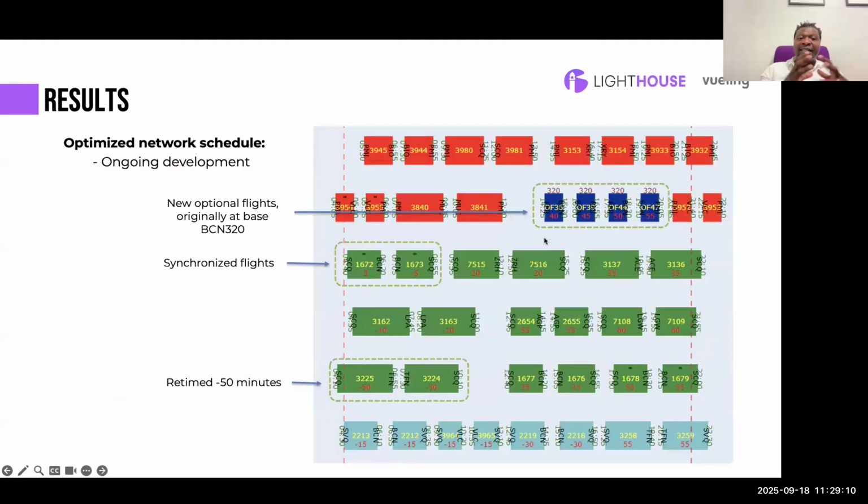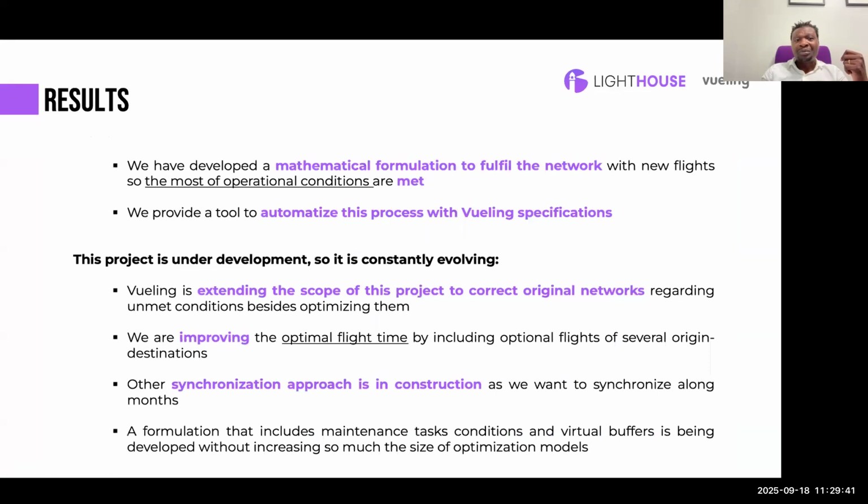And the optimized network schedule could look like this, where this part is the new optimal flights that we are generating and proposing to the planification team. We can also see the synchronized flights here, and the retimed flights according to the original flights.